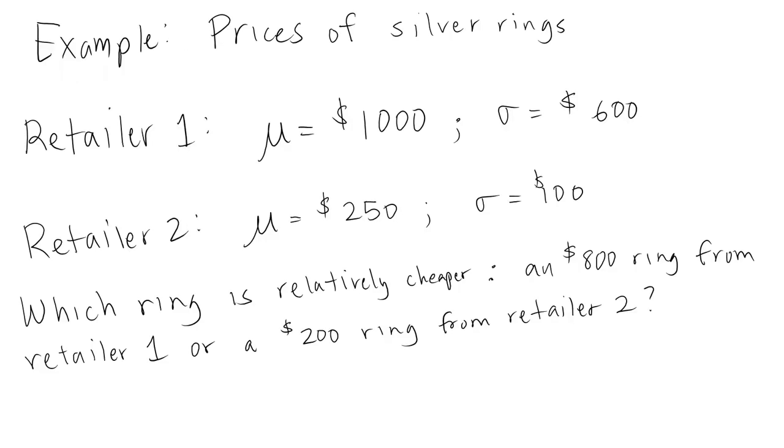In the first example, we have some prices of silver rings. So there are two different retailers. Retailer 1 is a little more upscale. Their average silver ring costs $1,000 with a standard deviation of $600. So much more expensive and much more varied. Retailer 2, more affordable. Their average silver ring costs $250. Not as much variation as the standard deviation is only $100. Here's my question. Which ring is relatively cheaper? Or another way to say this is, which one is the better buy? An $800 ring from retailer 1 or a $200 ring from retailer 2?